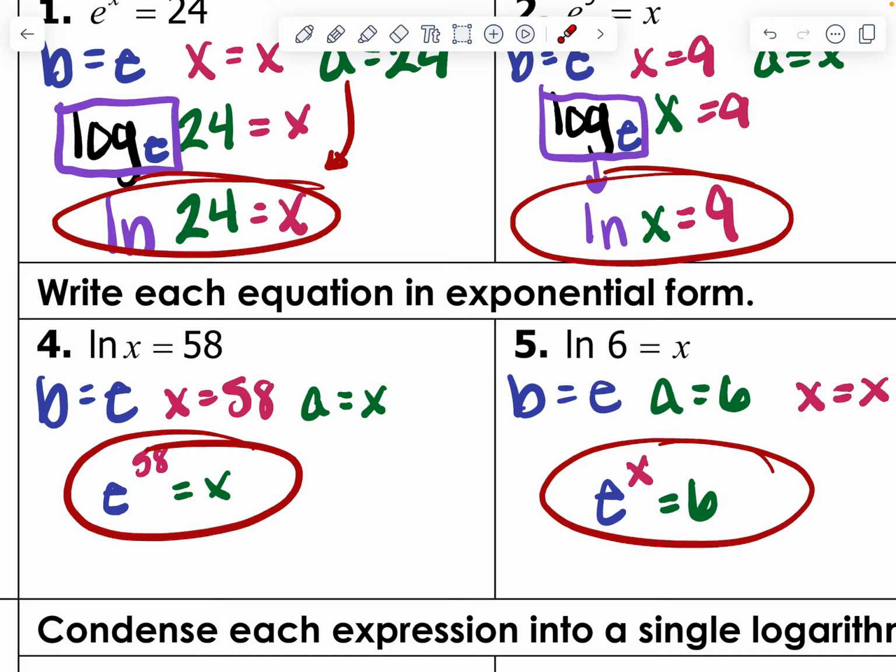Same idea then in number 5, you've got your base of e, A is 6 because it's base E of A equals x, which is just x here. And then put it into the function notation, b to the x equals a. Go ahead and again, pause the video and try number 6.